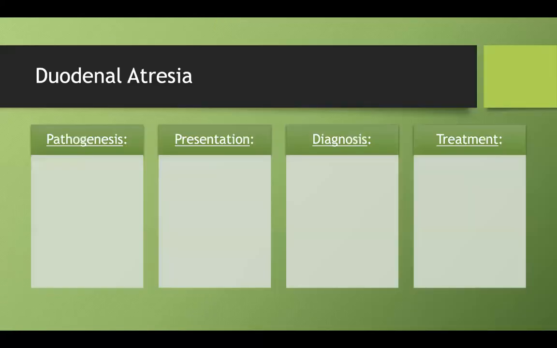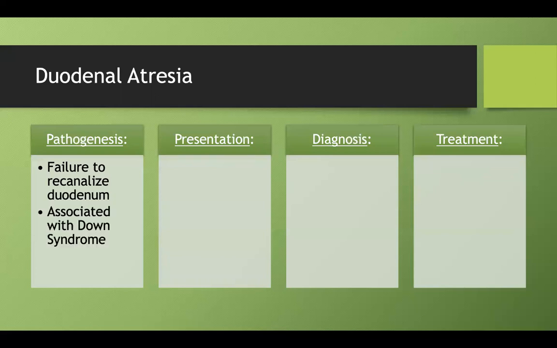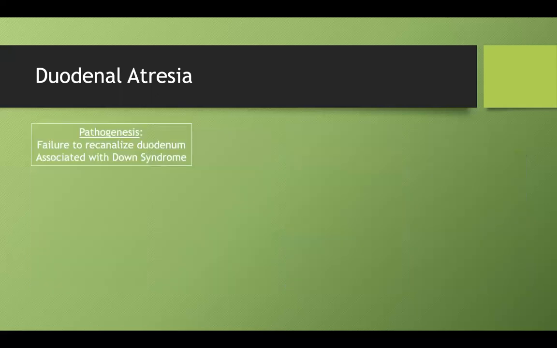Okay, duodenal atresia. Duodenal atresia is a failure to recanalize the duodenum. This is associated with Down syndrome. You can remember the D in duodenal atresia for the D in Down syndrome.